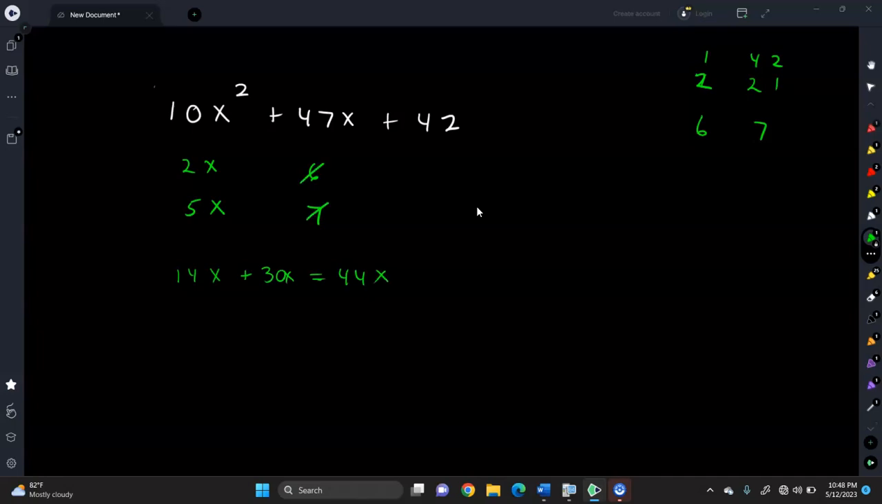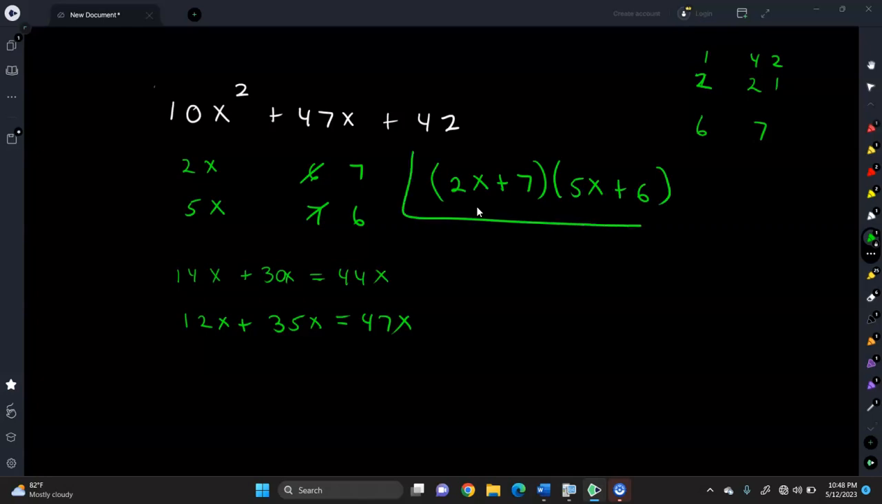Well, what if we switch them? What if we put the 7 up there and a 6 down here? Now I'm going to have 12x plus 35x, and that one works. So we're looking at 2x plus 7 times 5x plus 6. And there's our factor.